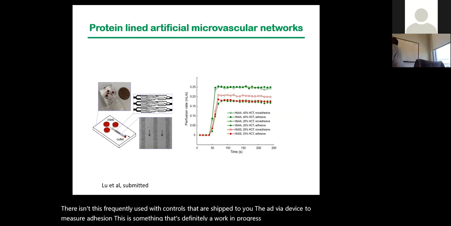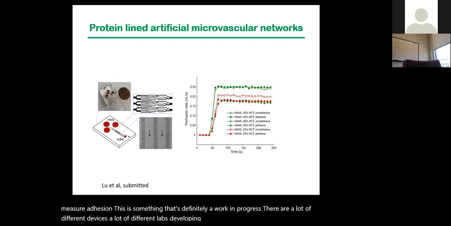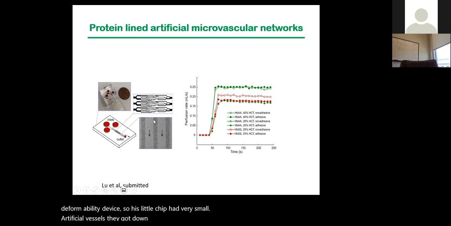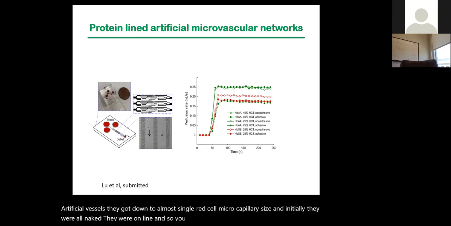There are a lot of different devices, a lot of different labs developing them. I initially was working with my colleague at U of H, Sergei Shevkaplias, and his device was kind of a compound adhesion deformability device. So his little chip had very, very small artificial vessels. They got down to almost single red cell microcapillary size. And initially they were all naked, they were unlined. And so you were capturing both the deformability, because the red cell is squeezed through these tiny, tiny chambers, and some element of adhesion, especially when you be lining them with fibronectin and laminin.